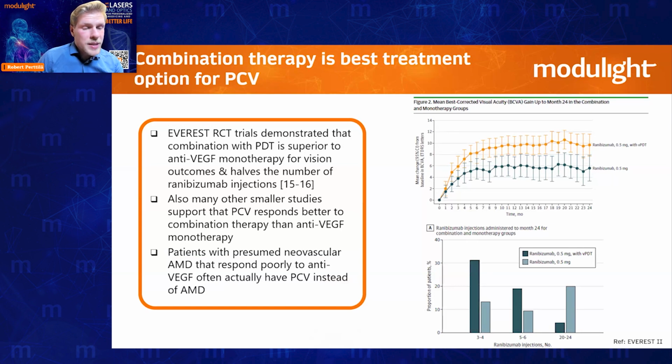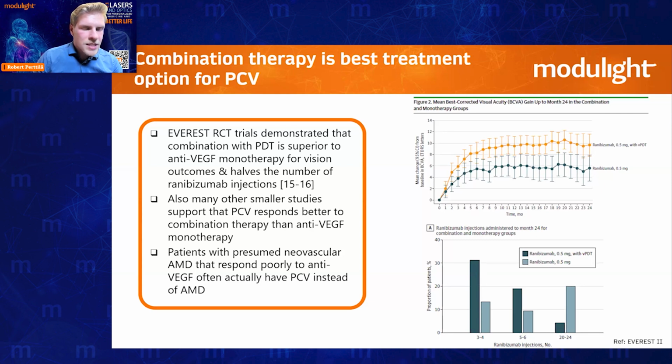And on the lower figure, you can see that the portion of patients that required only 3 to 4 injections is significantly larger with combination therapy, while for the patients who received only monotherapy, the portion is highest for the patients who needed 20 to 24 injections. So there is clearly this trend towards a lower number of injections for the combination therapy treated patients.